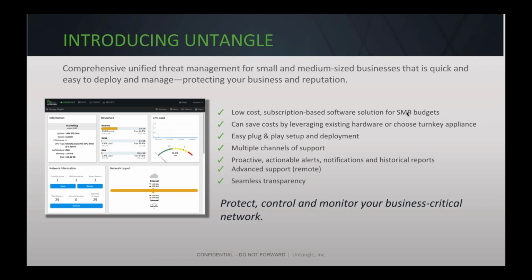With that, I should introduce Untangle if you are not familiar with it. Untangle is a comprehensive UTM, Unified Threat Management device for small and medium-sized businesses. And as you can see, it's quick and easy to deploy and manage. We do a lot of that through the cloud, and there are a lot of ways to deploy Untangle that we'll get into as well. It is a low-cost subscription-based software solution for SMBs, small offices, home offices, things like that. And it can save a lot of money by leveraging existing hardware.